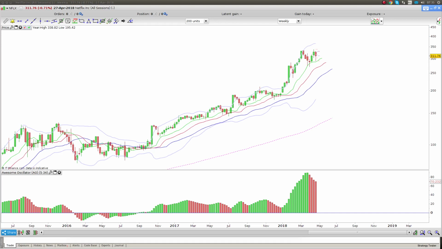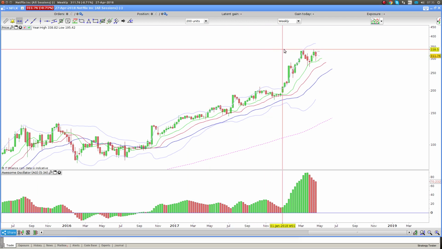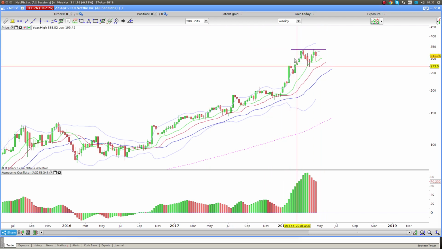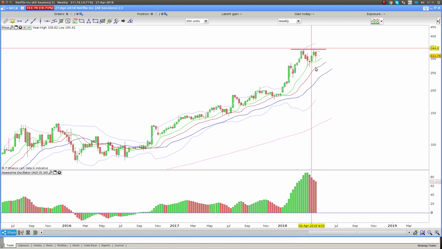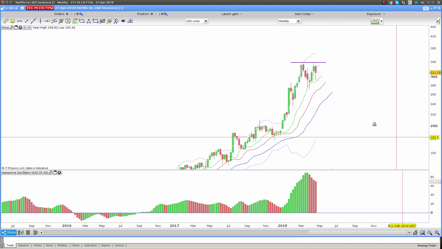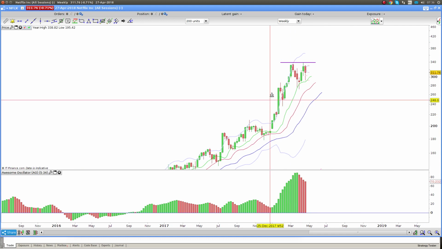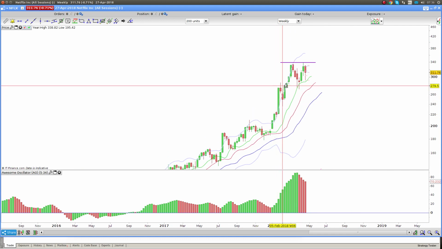Hello, everybody. So let's have a look at Netflix. Now, the Netflix weekly chart is not looking very rosy either. Let's just get these in. So the first thing is we have a double bottom. Now, if we apply Bollinger to this, you will see how we were far outside the Bollinger Band here.